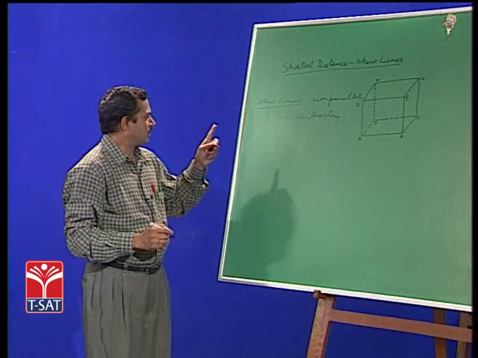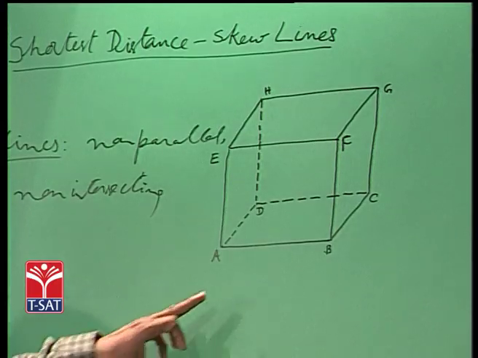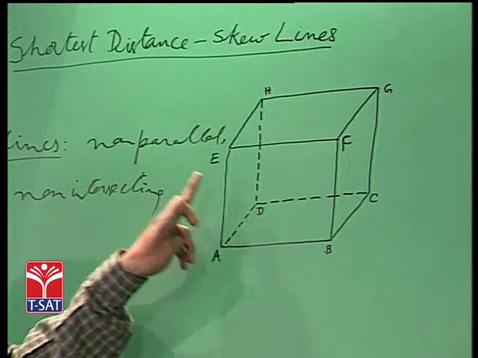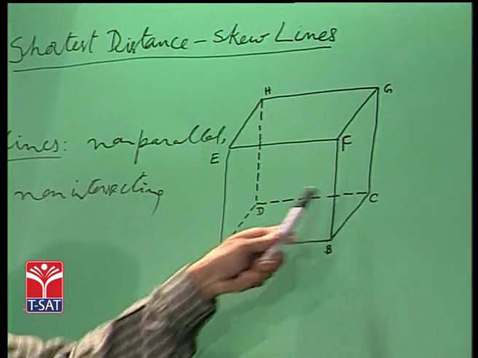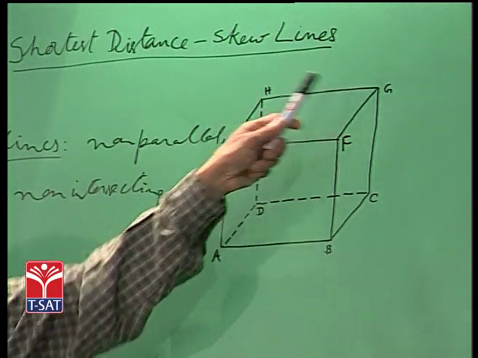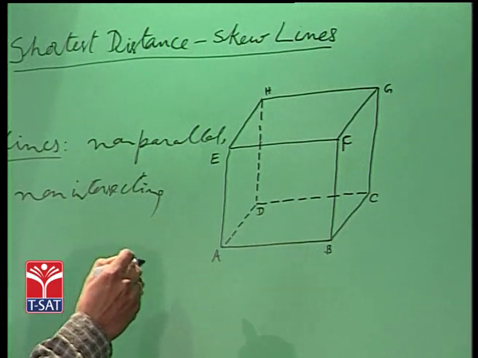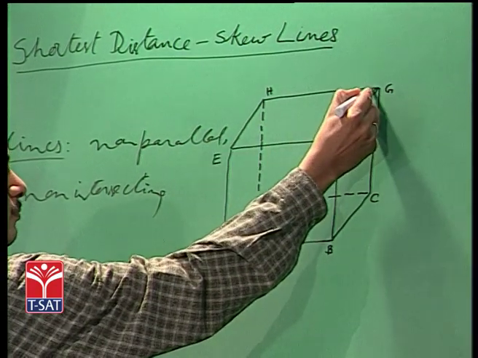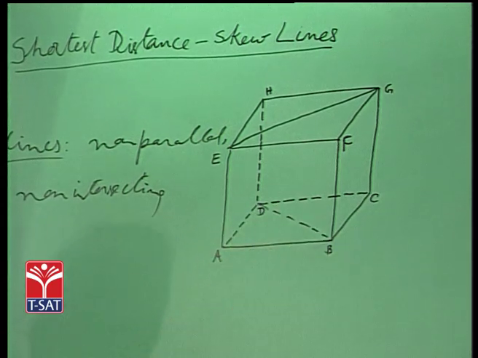To give examples of skew lines, let us look at this cuboid. Let us consider a cuboid A, B, C, D, E, F, G, H. In this cuboid, the bottom is A, B, C, D and the top is E, F, G, H. Let us consider two diagonals in this cuboid. Consider the diagonal EG and the diagonal DB. These two diagonals are non-intersecting and non-parallel.